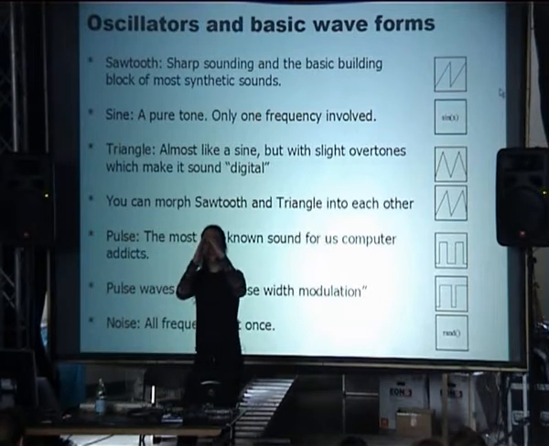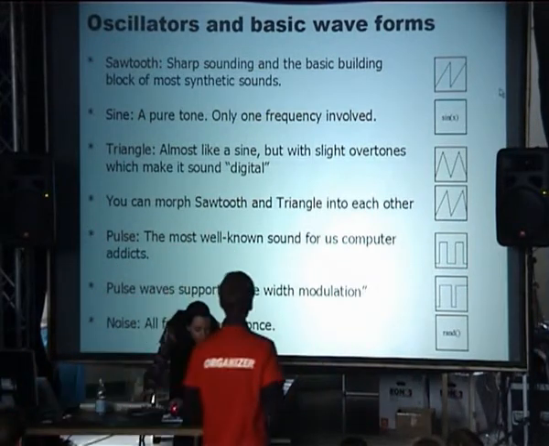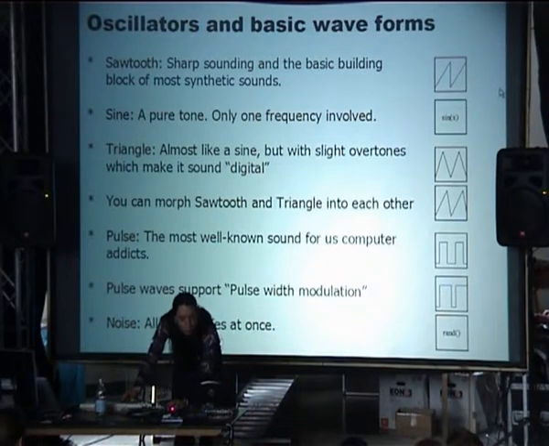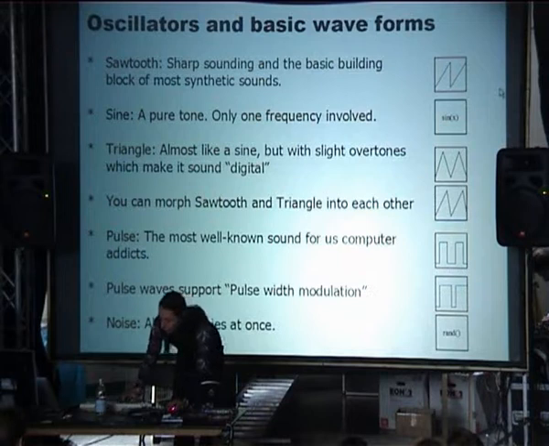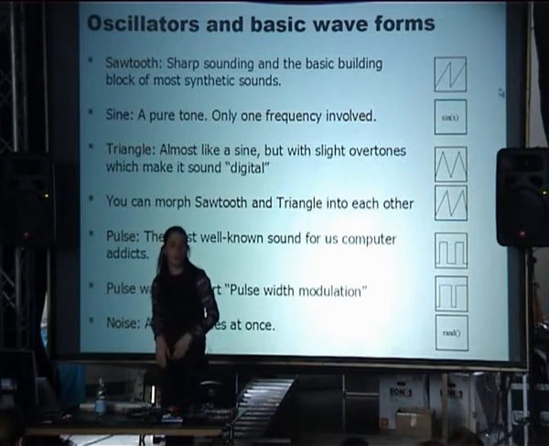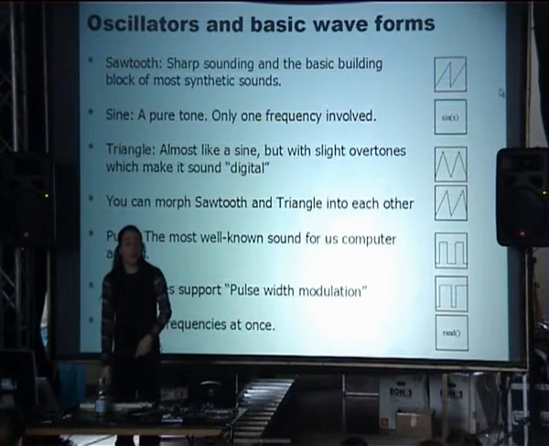Okay, but by changing the slope, you can morph a triangle into a sawtooth and back. And this sounds, for example, like this. We start with a triangle, and now we slowly morph it into sawtooth. So we have a whole spectrum of sounds just by essentially one formula, which either can do triangle or sawtooth or anything in between. Then we have the pulse wave.